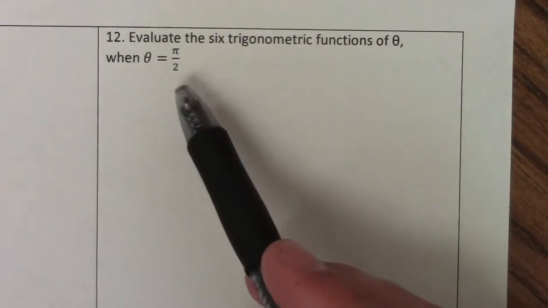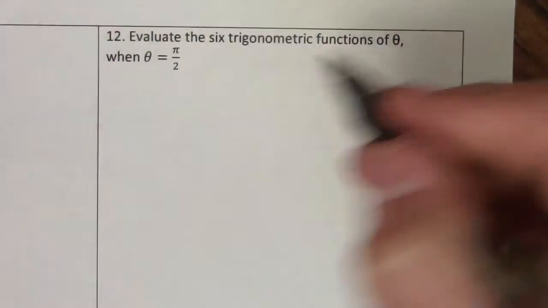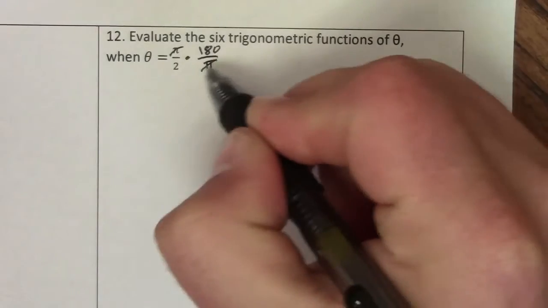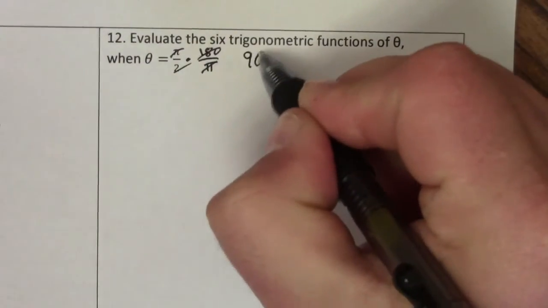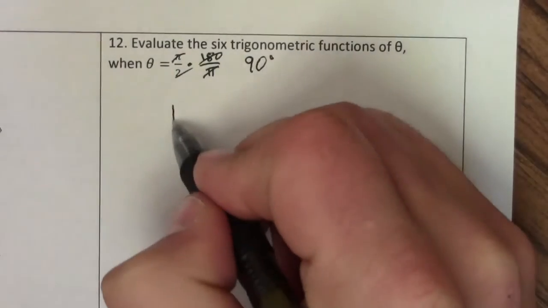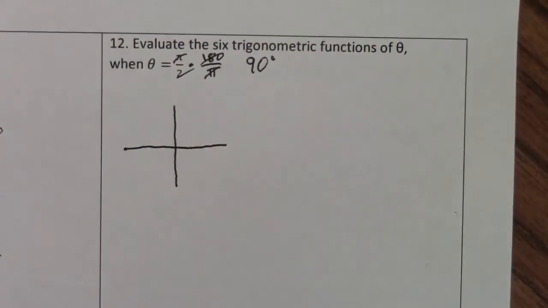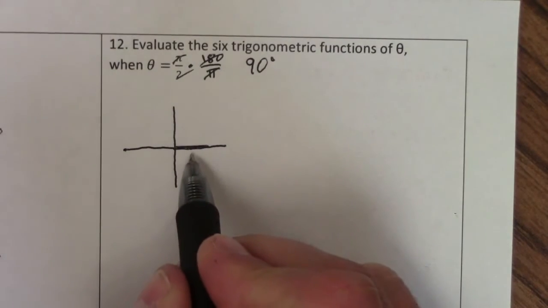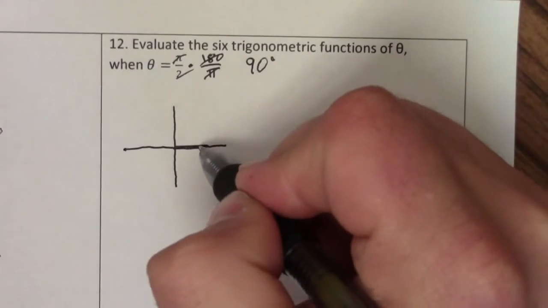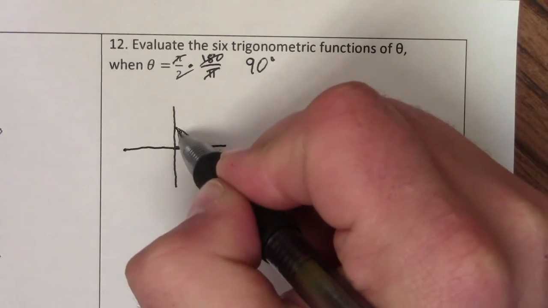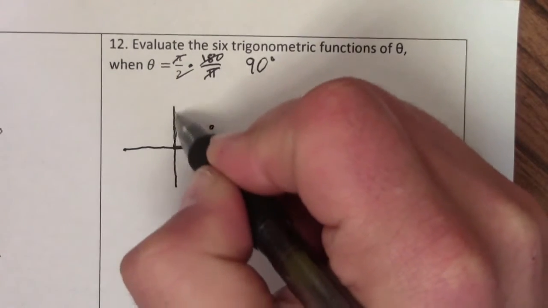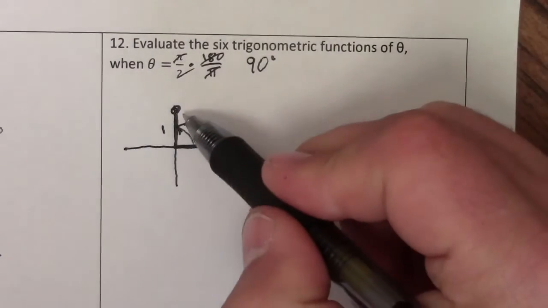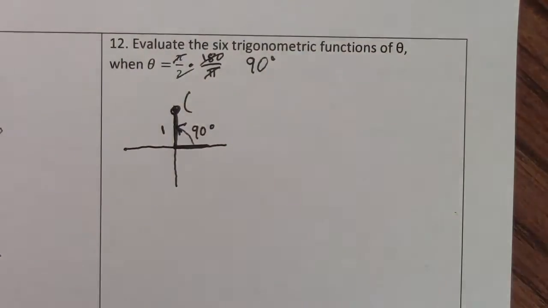On this problem, let's start by converting theta into degrees. So pi over 2, if we multiply by 180 over pi, the pi's would cancel, and 180 divided by 2 is 90 degrees. So we're interested in what is the value of the 6 trigonometric functions at 90 degrees. So if we start here with a little radius of size 1, and we rotate that up 90 degrees, so the length of this radius here is 1, and we're interested in what are the coordinates of this point here.